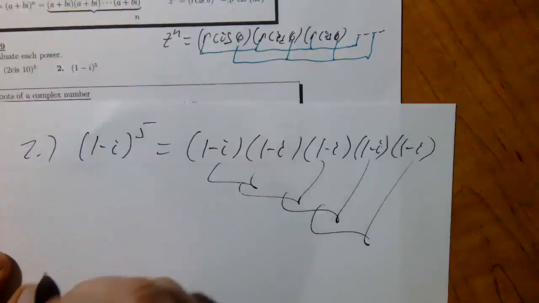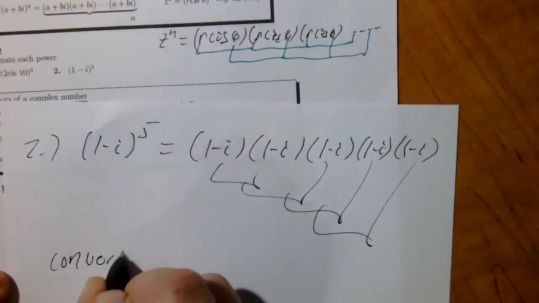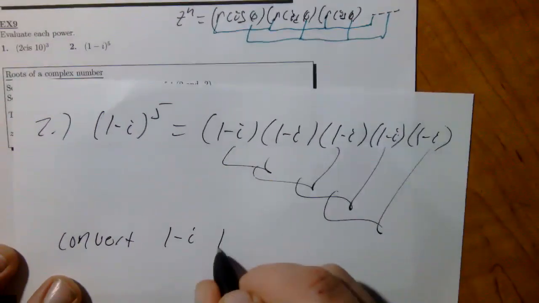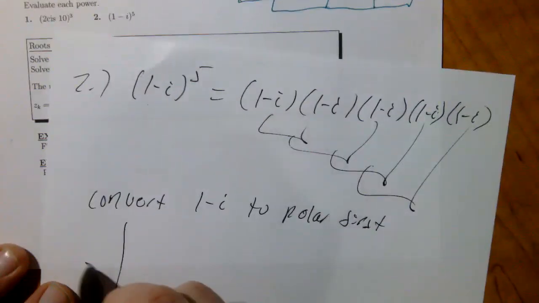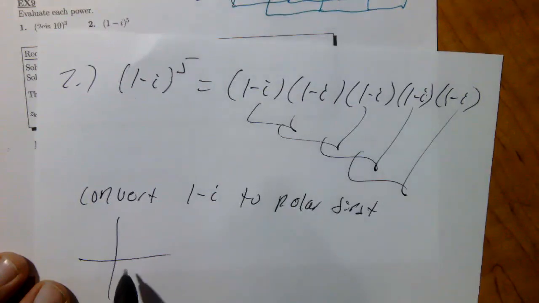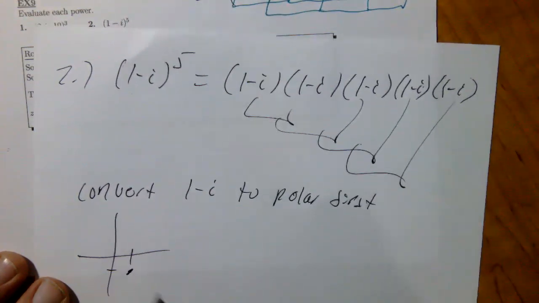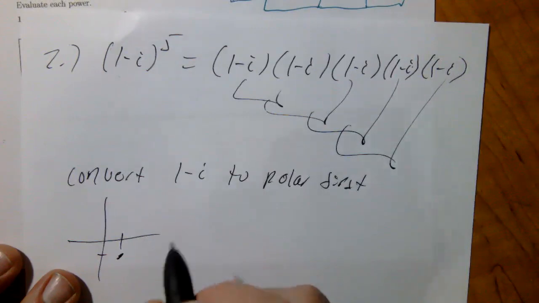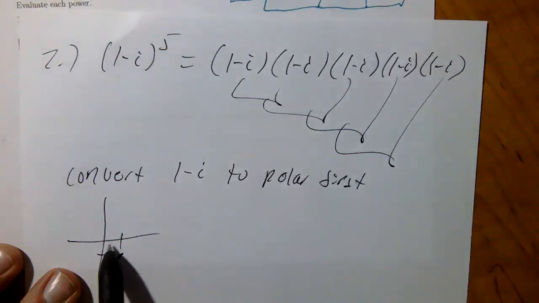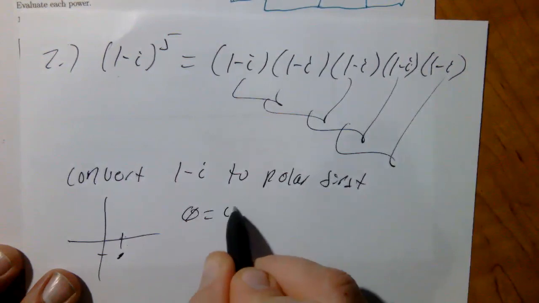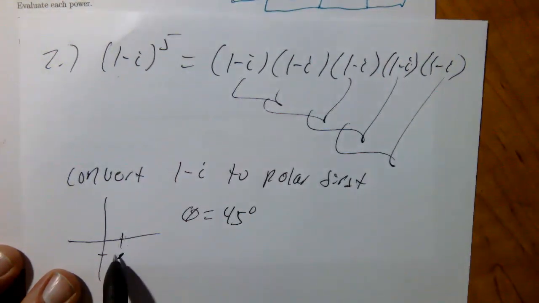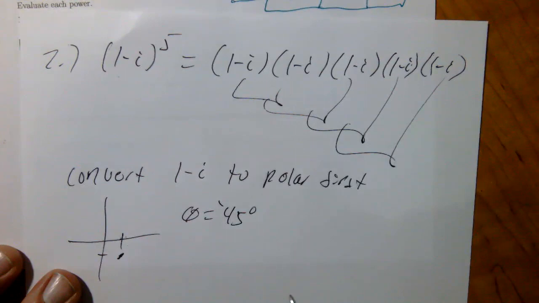But what I could do is, first off, convert 1 minus I to polar. So visualize 1 minus I. What does that look like? The real part's 1, and the imaginary part is down 1. So you can think of it as 1 here and 1 here. These are the same. The only way that's going to happen is at 45 degrees. But if you use 45 degrees, you have to go down, which means negative 45 degrees. Or you could rotate the other way and then walk backwards. It's up to you.